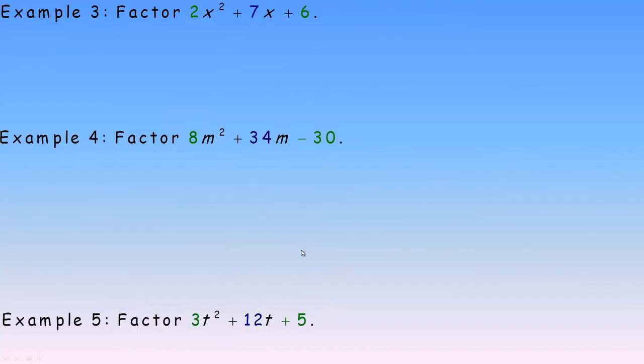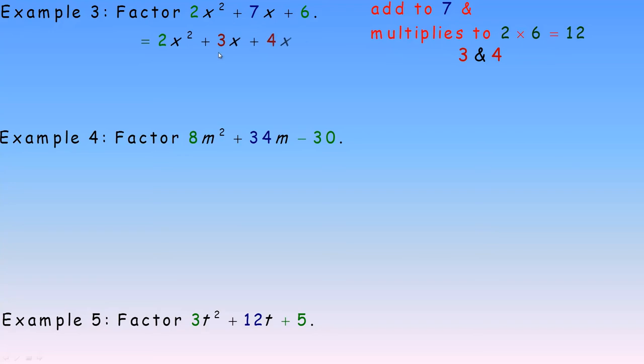So here's the examples on the second page. You might wonder why that bottom one is so short, but we'll get to that. So 2x² plus 7x plus 6, we're looking for two numbers that add to 7, multiply to the product of 2 and 6, or 12, and that would be 3 and 4.